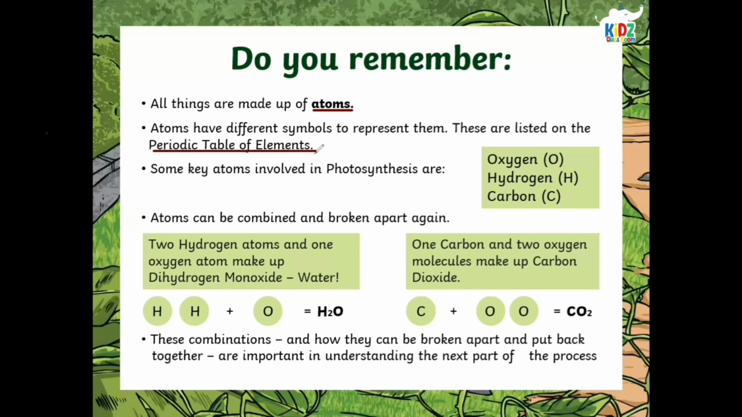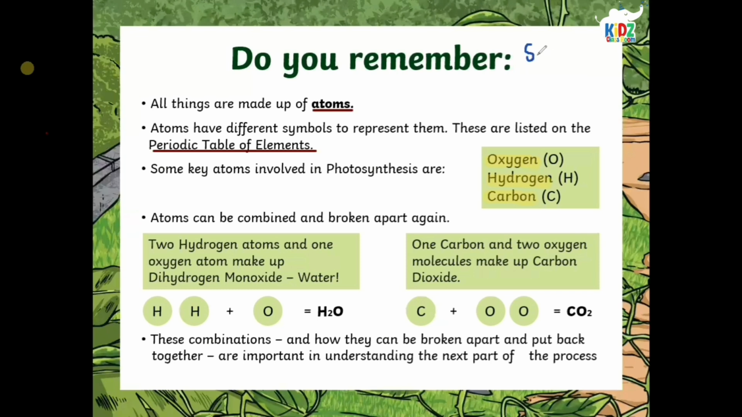And everything is made up of atoms. Some key atoms in the process of photosynthesis are oxygen, hydrogen, and carbon. What are the sources of photosynthesis? We just learned about them.